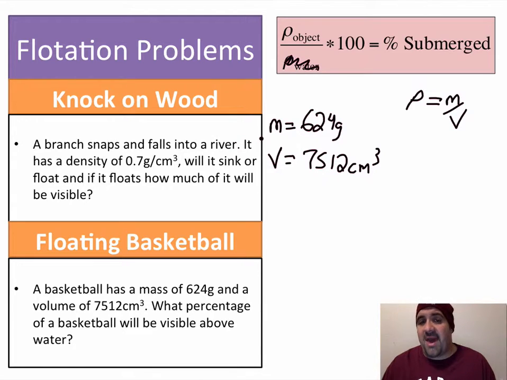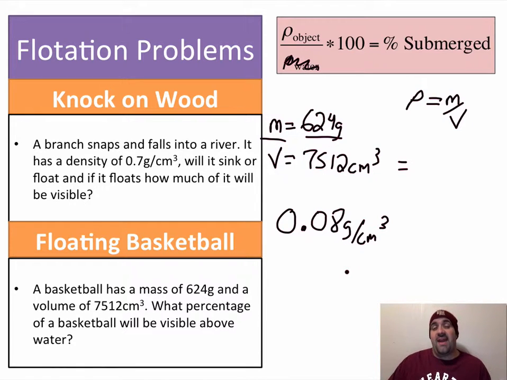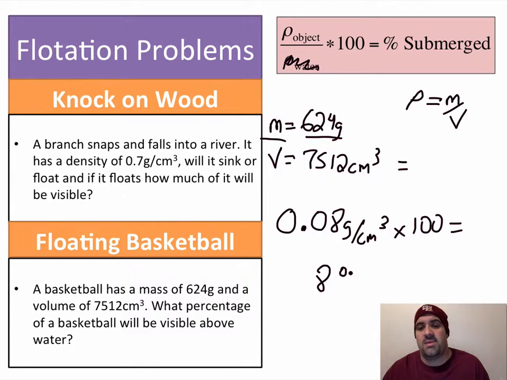So you could actually take the mass and divide it by the volume. 624, which is the mass, divided by 7512 is going to equal a density of 0.08, a very small number, grams per centimeter cubed. So now we know the overall density of a basketball. In order to figure out what percent will be submerged, we take the density of the object and multiply by 100. 0.08 times 100 is going to equal 8%. So 8% of a basketball will be submerged.